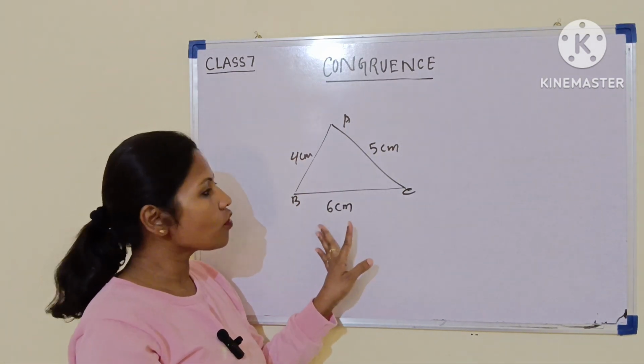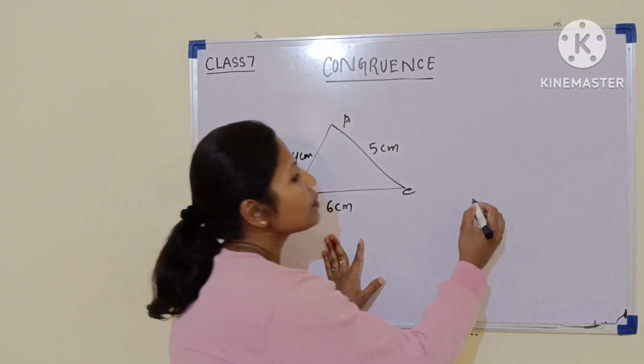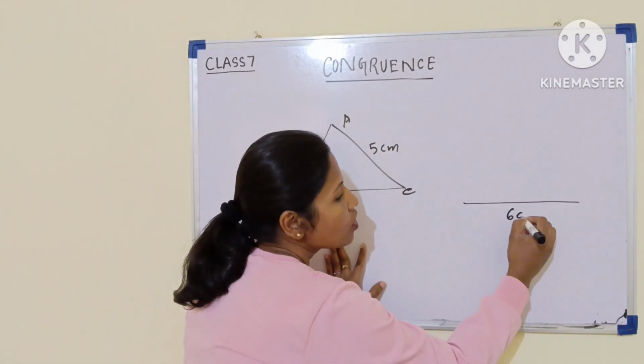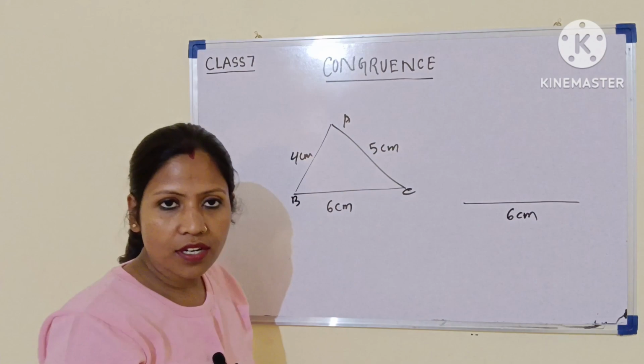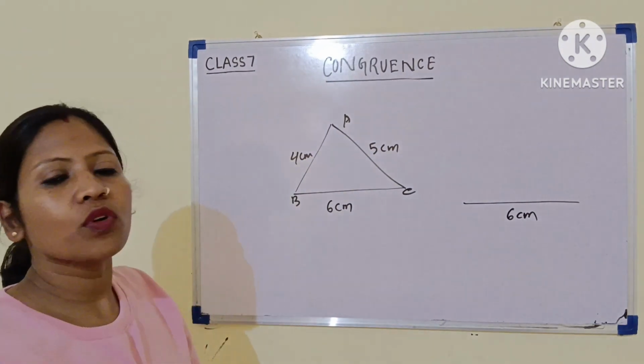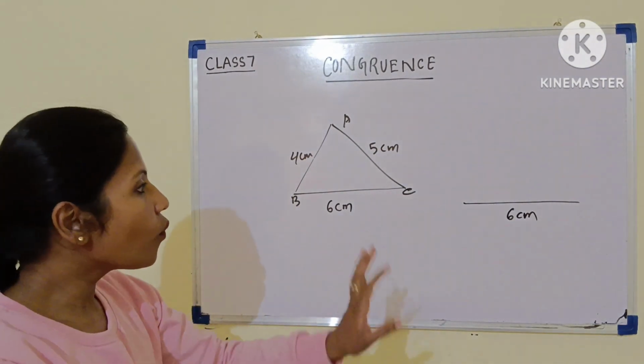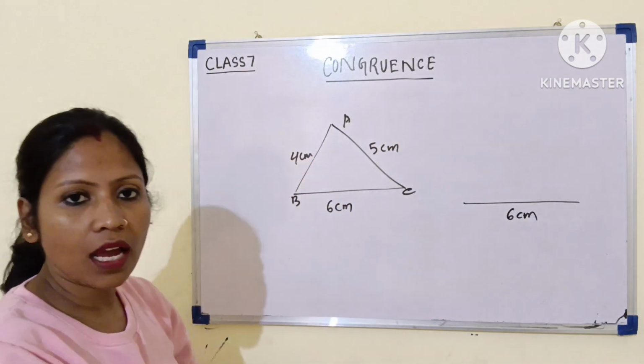I'll give you only one direction. I'll give you the size of only BC. I'll tell you that BC is 6 centimeter. So you will draw BC as 6 centimeter, but I won't give you the other details. So will you be able to make this triangle?